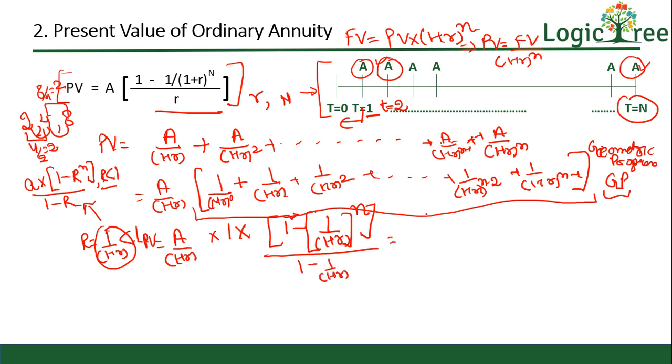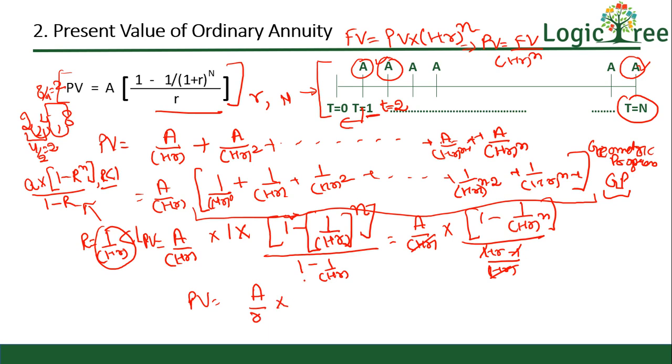Now taking LCM in the denominator, it will become a upon 1 plus r into 1 minus 1 upon 1 plus r raised to the power n, upon 1 plus r minus 1 upon 1 plus r. This 1 plus r and this 1 plus r will get cancelled, and this 1 and minus 1 will get cancelled. So the present value will come a upon r into 1 minus 1 upon 1 plus r raised to the power n. So this is how you derive the formula of present value of ordinary annuity.